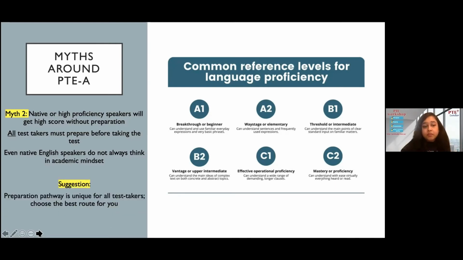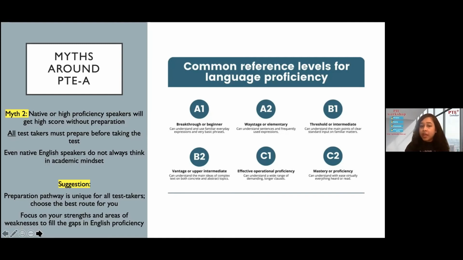Suggestion: the preparation pathway can always be very different for every single test taker. The areas where you lack, maybe your friend doesn't lack, and the areas where your friends lack may be a very strong point of yours. So obviously, the preparation pathway will depend on where your lackings are, where the gaps are, and how you need to fill those gaps with certain knowledge and practice. So this is going to be very different. Focus on your strengths and areas of weakness to fill the gaps in English proficiency.